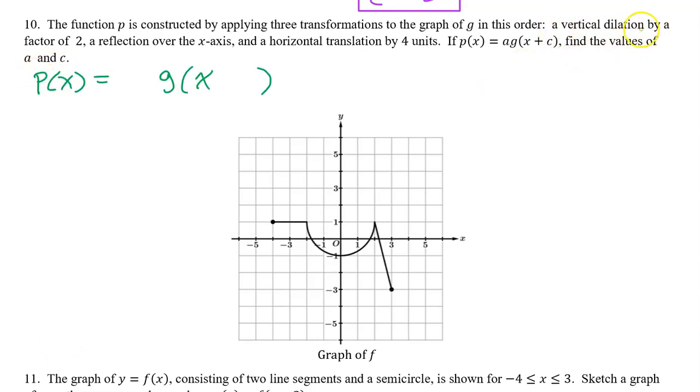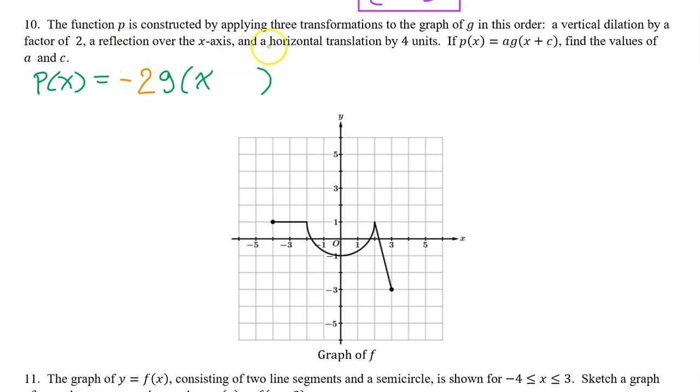A vertical dilation by a factor of 2 will show up as a 2 in the front. However, a reflection over the x-axis is a vertical reflection, so that's going to show up in the front as well as a negative sign. So really we have a -2.